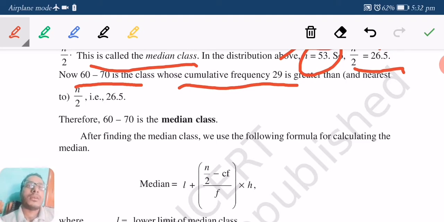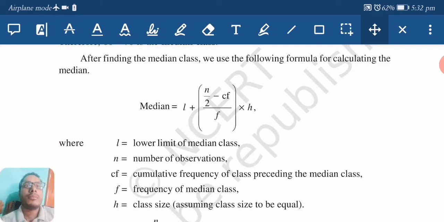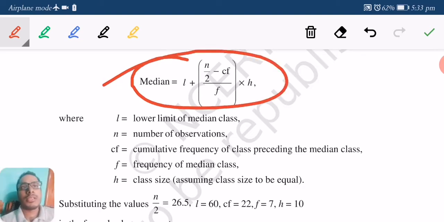Now our next job is to directly put in the values in the given formula and get the median out of that formula. Alright, so let's see how do we do that. Median is equal to L. Remember, in our previous session, what did we do? What was L? L was the lower limit of the modal class, right? Similarly, here L is the lower limit of the median class, which we have taken.